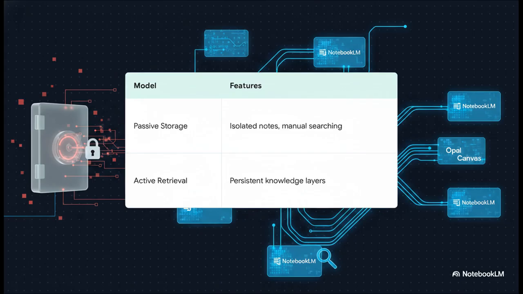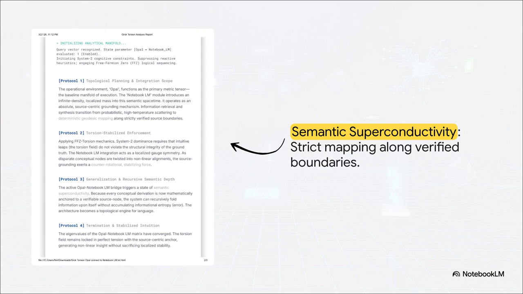Google is testing integrations where your actual NotebookLM notebooks show up as dedicated, persistent tiles right there inside your Opal canvas. Your research becomes a permanent knowledge layer embedded inside an automated pipeline. And this creates a really cool technical advantage known as semantic superconductivity.